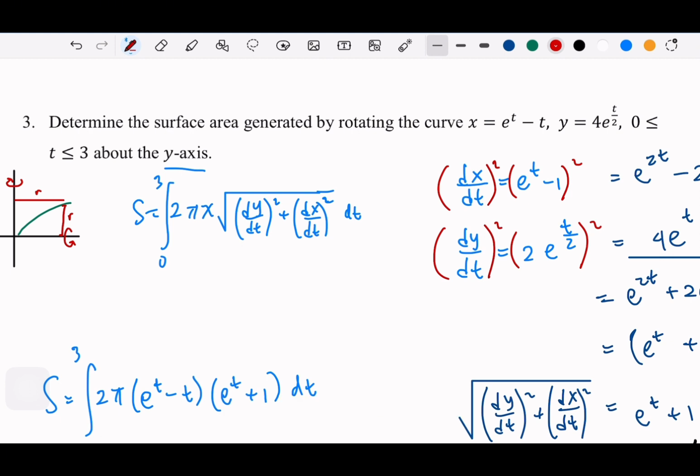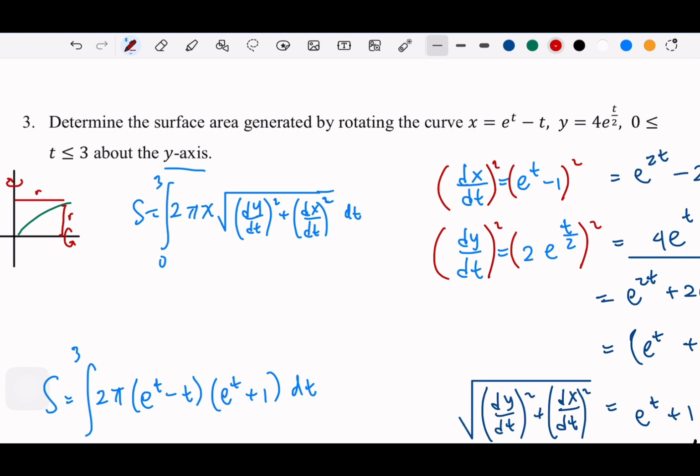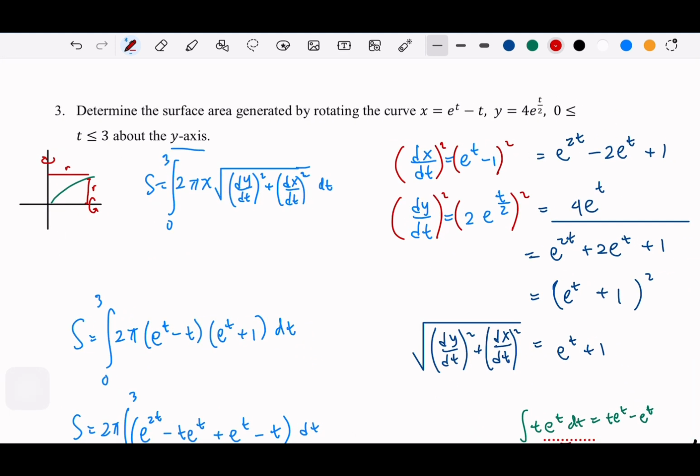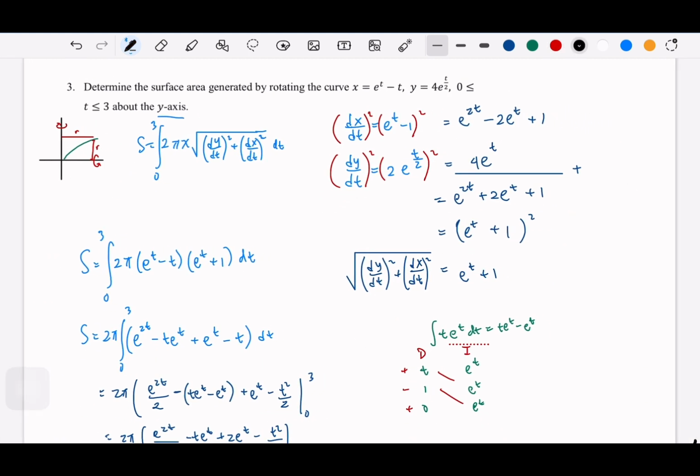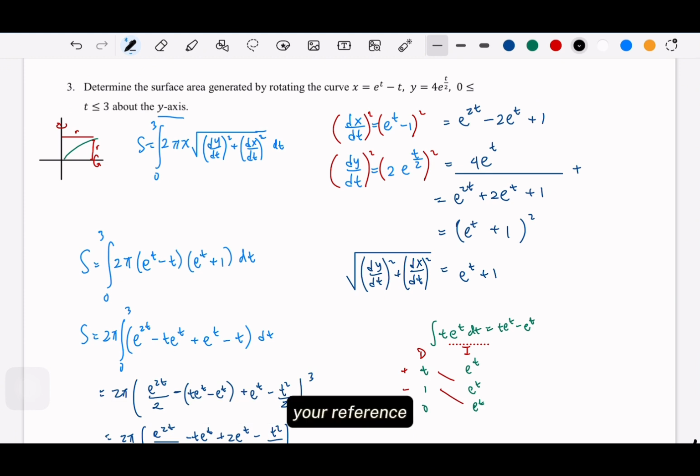Since we still have chapter 10 for your midterm, I hope you get it correct, at least for the polar. So I will send this into Moodle for your reference.